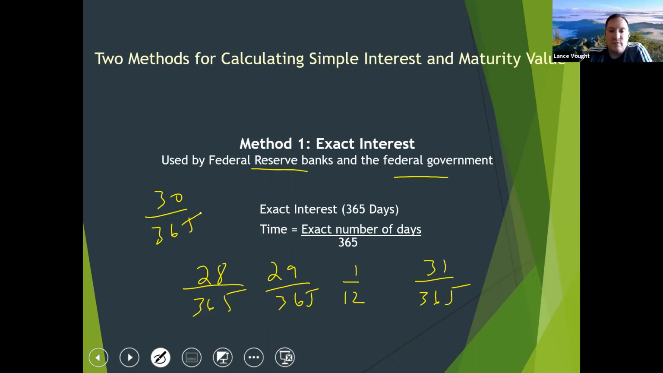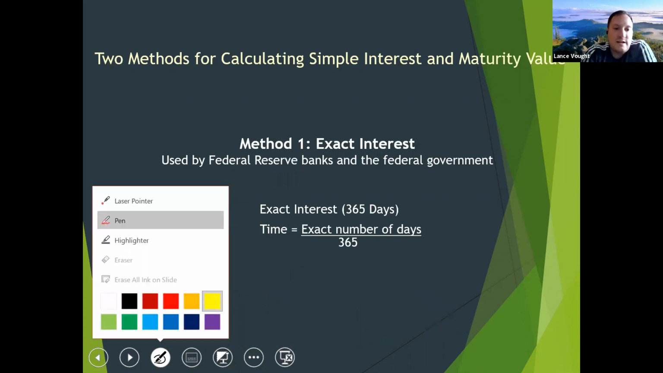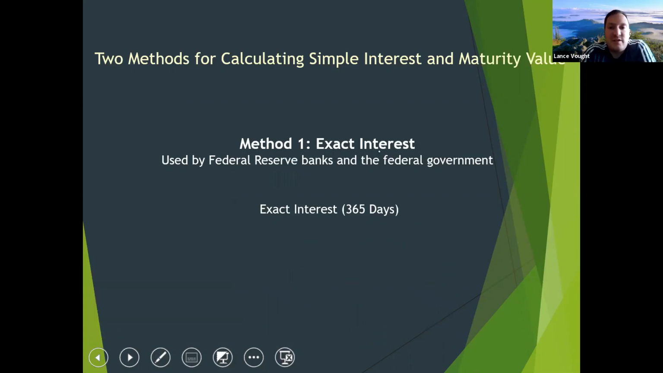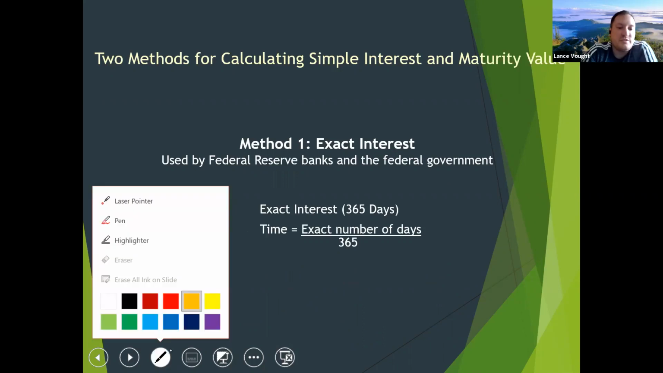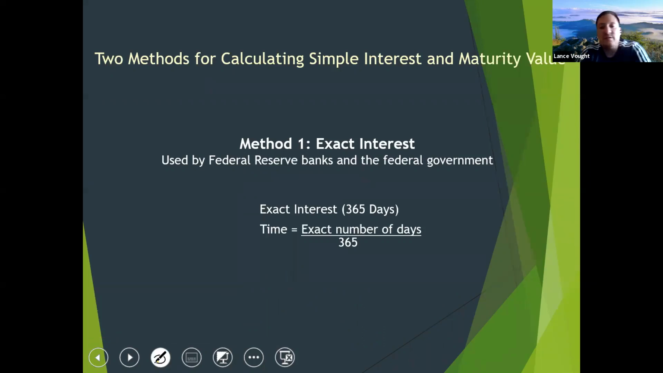But 29 over 365 and 28 over 365 are about 7.94%. I believe this one was like 8.25% of the year, so these would be less than that. 31 over 365 is 8.5%, so this would be more. And 30 over 365 is 8.2%, so this one's also less. That's why you're going to get different answers when you use exact interest versus ordinary interest versus the simple interest calculation that we just did.